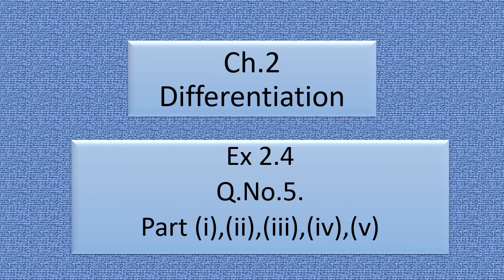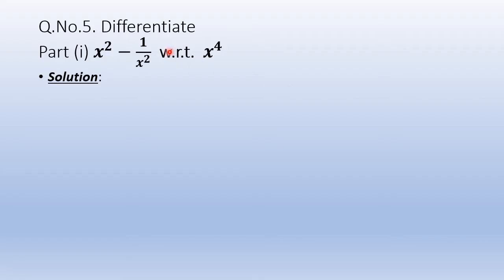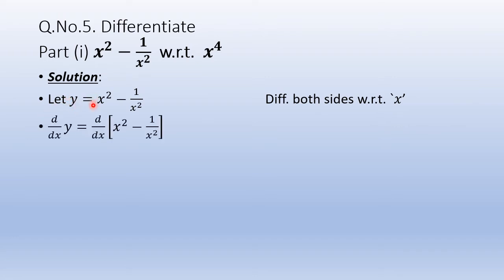Bismillahirrahmanirrahim. Chapter 2 Differentiation, Exercise 2.4, Question number 5. We have to differentiate x square minus 1 by x square with respect to x to the power 4. So let y equal x square minus 1 by x square, and we differentiate both sides with respect to x. We put a d by dx here and a d by dx here.